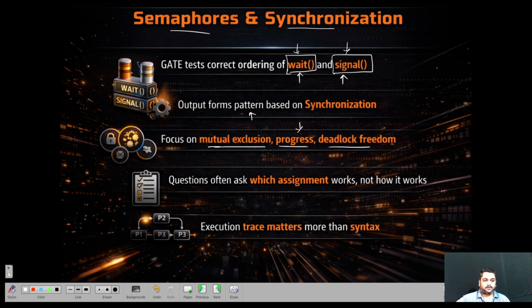So questions often ask which assignment works, not how it works. We already know how it works. They'll ask what are the possible combinations or what is the pattern which will lead to that particular result. So execution trace matters. When you solve the problem, the trace means when a value is given to that variable, what is the outcome that we will get.